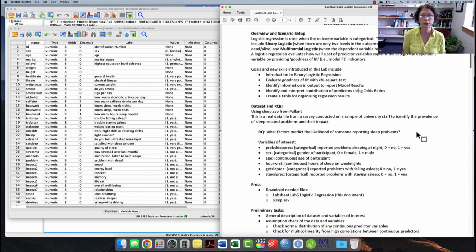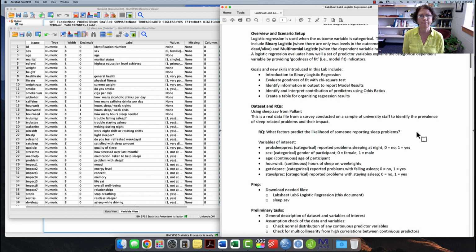The goals and new skills we are learning in this lab are an introduction to binary logistic regression, evaluating the goodness of fit of a model using the chi-square test, and also identifying information in the output to be able to report about the model results. Things like the accuracy of the model or the difference between a null model and the enhanced model. And being able to interpret how each predictor contributes to the outcome variable using odds ratios. And in the end, creating a table for organizing your results so that you can communicate this back to your reader.